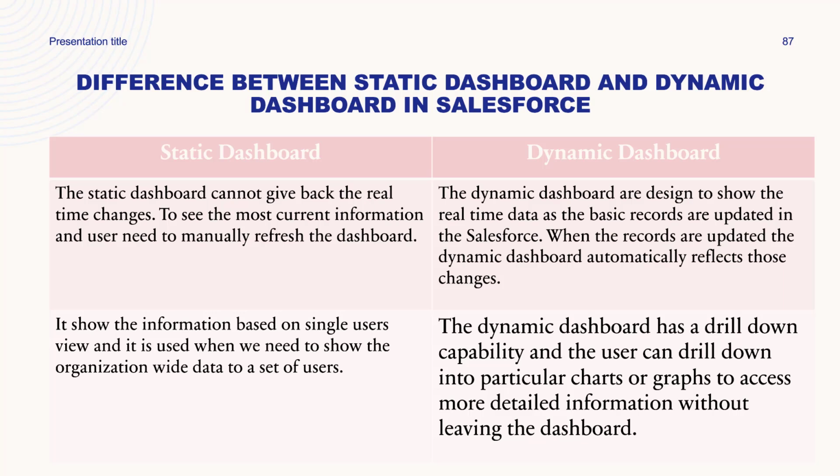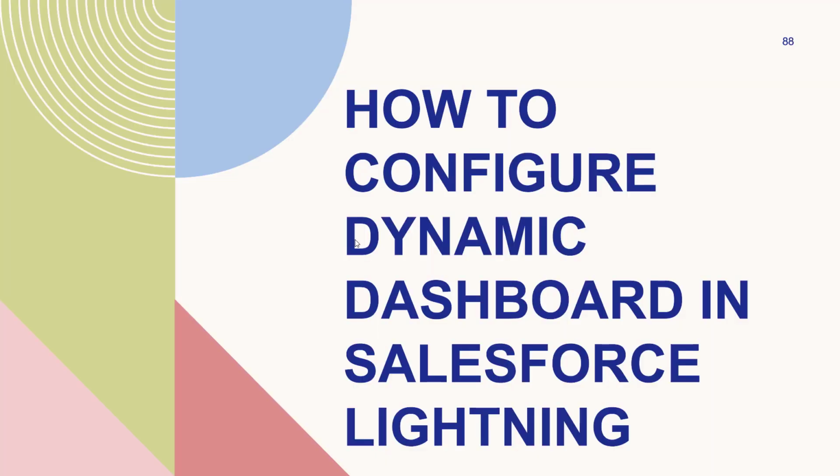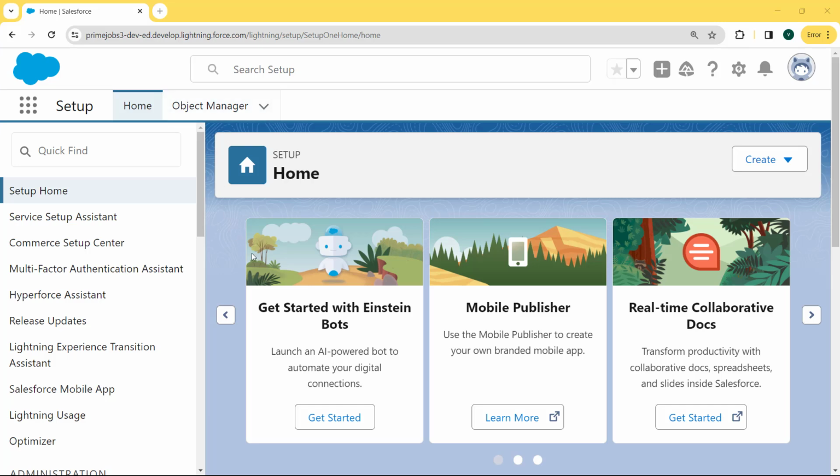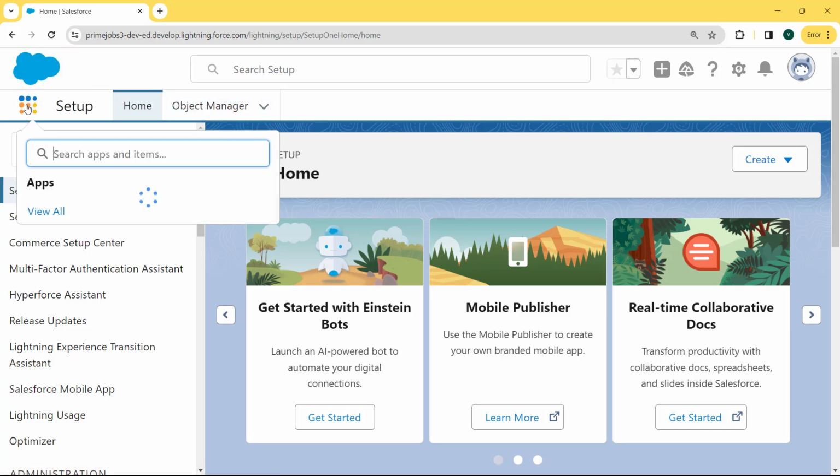Now let's move forward and discuss how to configure a dynamic dashboard in Salesforce Lightning. So let's move to our org. This is my Salesforce Lightning org, and here we will learn how to configure the dynamic dashboard in Salesforce Lightning. For this, we first click on the app launcher. This is my app launcher.